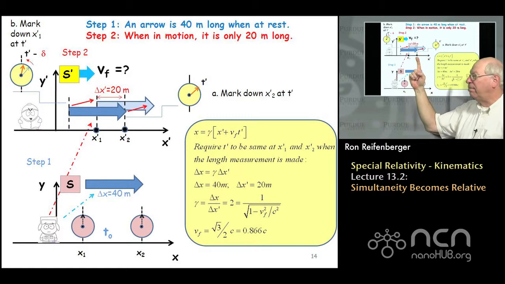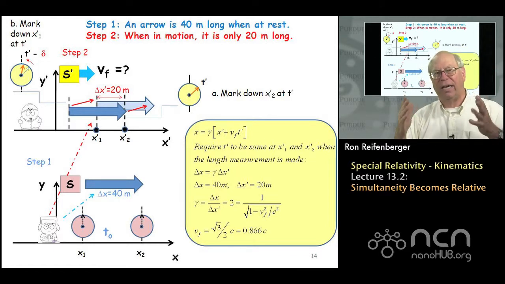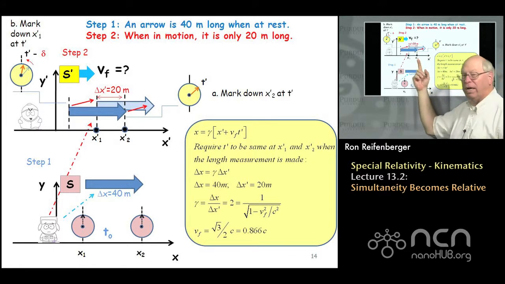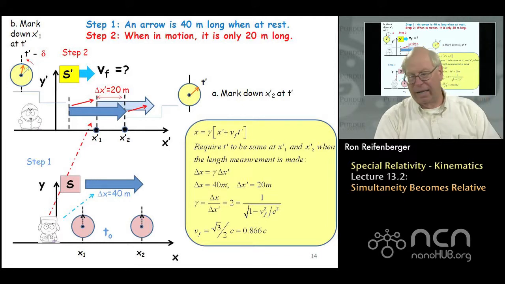And at the same time he makes that measurement, he also records the time that a clock located at this position x2 prime reads. And so he says, oh, I made the measurement of the location of the front end of the arrow at the point x2 prime at a time t prime. And then he very quickly says, okay, now I'm going to measure the position of the back end of the arrow. I'm going to measure that at the exact same time that I measure the front end of the arrow, because that's how you make a measurement of length. You have to measure the front and the back end at exactly the same time.